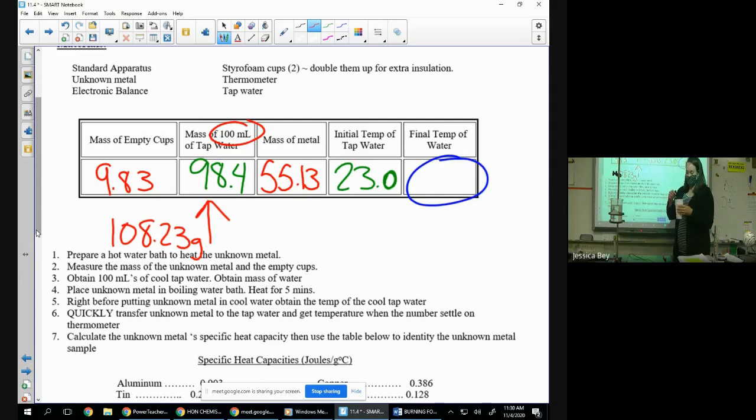26.7. All right. Looks like it's settling there at 26.7 degrees. 26.7 degrees Celsius.